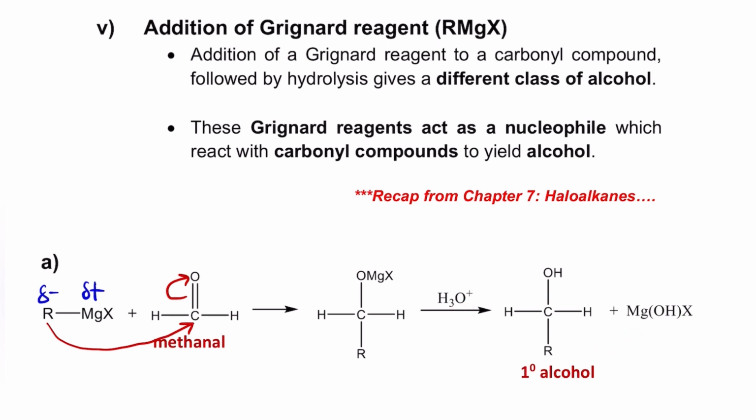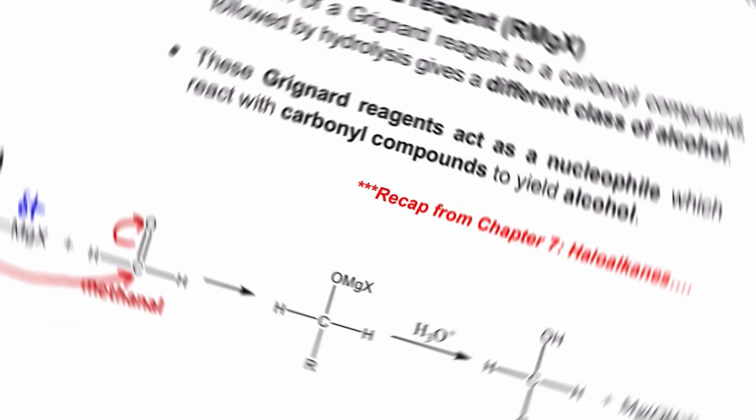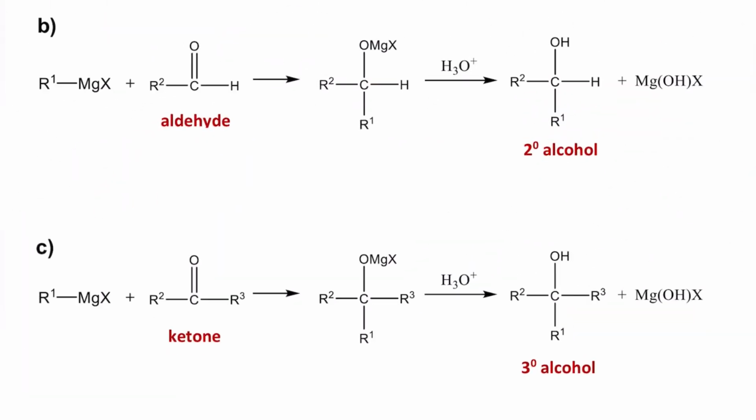So that is the first step when you have methanal. The reaction will continue the same way, the same thing happens when you have your Grignard reagent. It will attack from the alkyl group here, and then you will form an intermediate to produce a secondary alcohol when you have your aldehyde reacting with Grignard reagent. And the last one, if you have Grignard reagent reacting with ketone, it will form a tertiary alcohol. So it depends on whichever structure of carbonyl compounds that you have. Make sure you know the concept to produce the product.